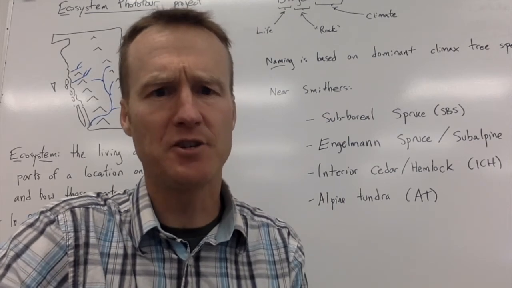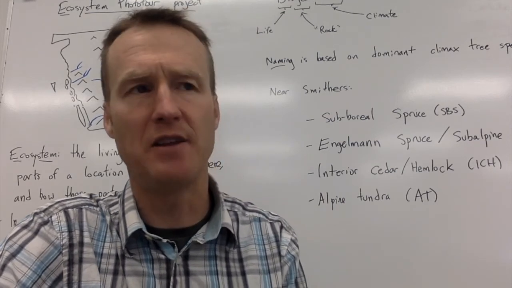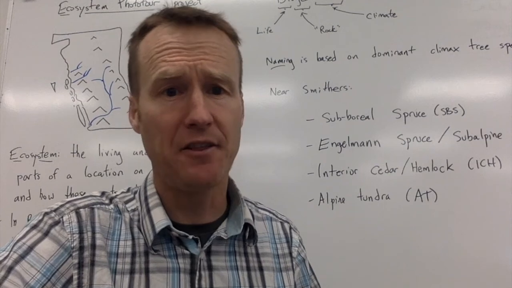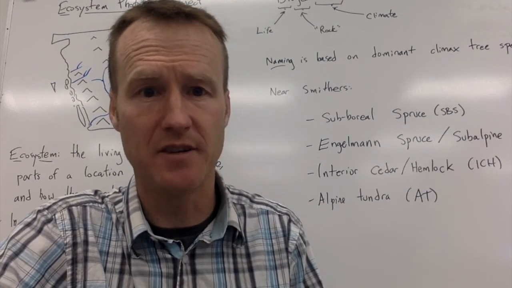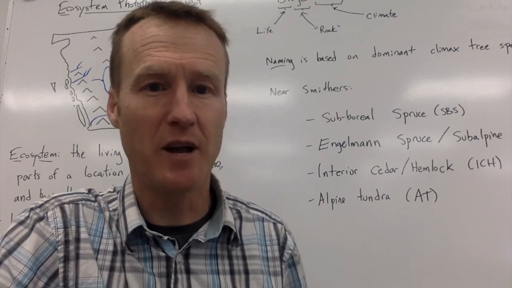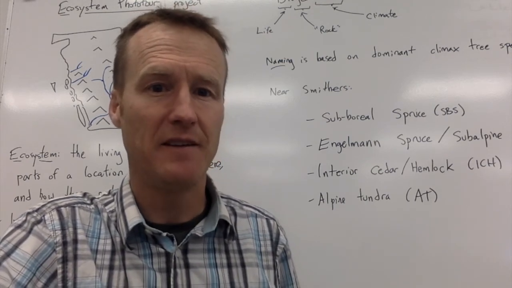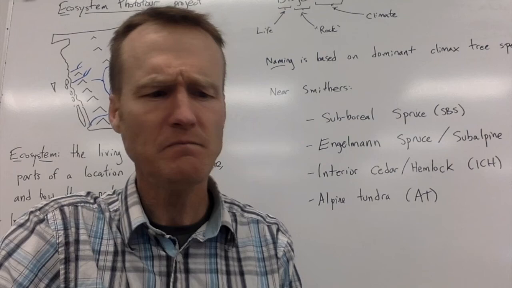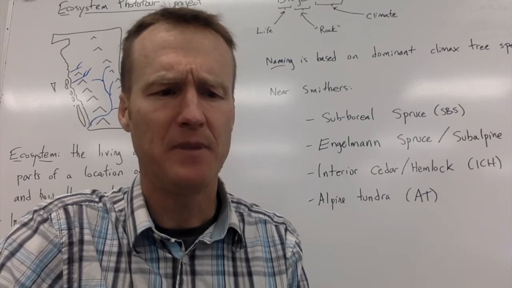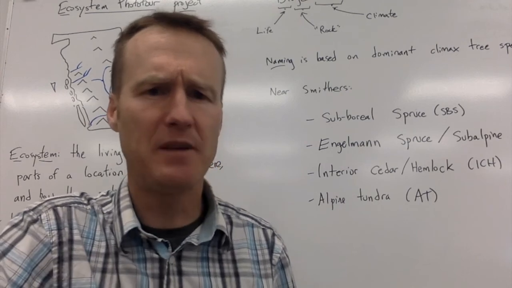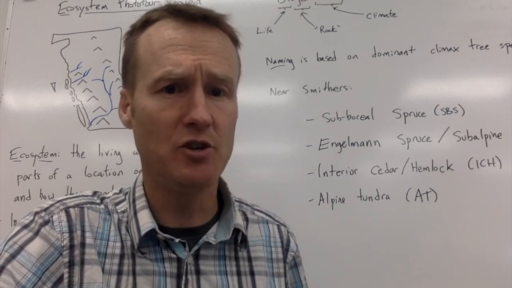Now, often ecosystems are named based on where you find them. You could talk about the Lake Catherine ecosystem, which is self-explanatory about what it is, although what actually goes on there with the organisms becomes a different question. So you could name ecosystems based on where they are, but in BC we have a different system, a very interesting and useful system.